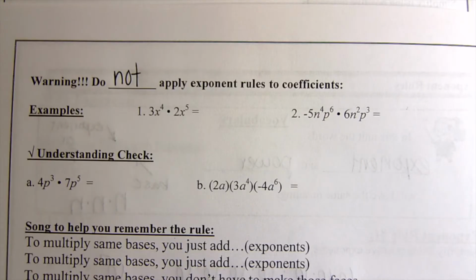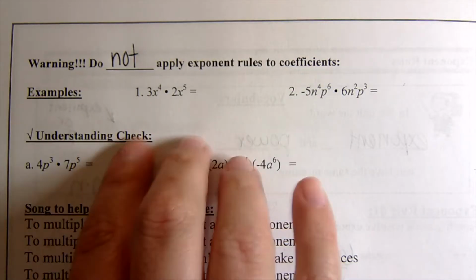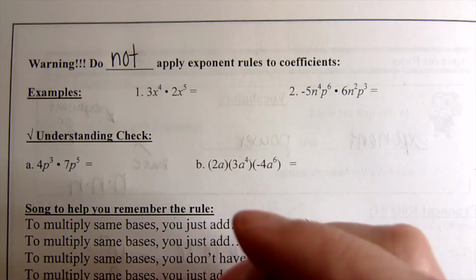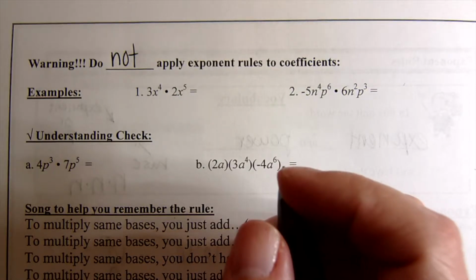Warning, do not apply the exponent rules to coefficients. What are coefficients? The numbers in front of the variable. So what are the coefficients in number 1? 3 and 2. So we do not apply the rules to that. We just do our normal old multiplication.